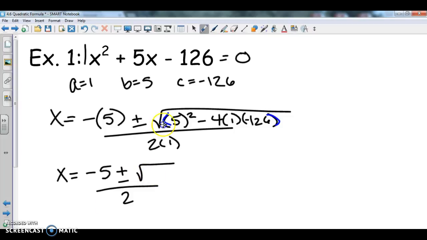Just exactly as you see it: parentheses 5, close your parentheses, squared, make sure you use the squared. Minus sign, 4, parentheses 1, close it, open it, negative 126, close. It's exactly as you see it. You do not plug in the square root.